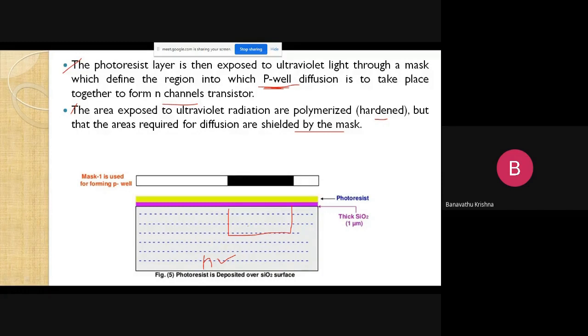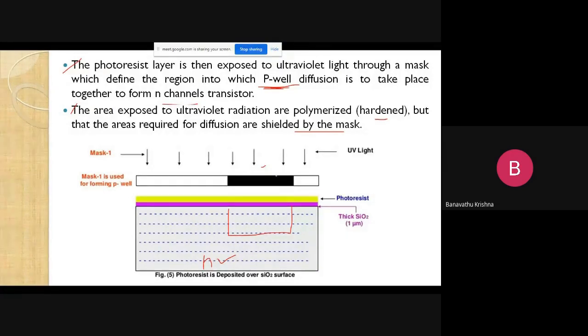The diffusion process uses gas methods. The concentration materials are diffused into the substrate by using a gas processing technique. Another case is the implantation process. Implantation means implanting over the surface of this layer, and those charge carriers are injected into the particular area, right? Those are the two methods: implantation process and diffusion process. Where we need to diffuse the P-well, that area is shielded by the mask, and then we expose the ultraviolet rays.